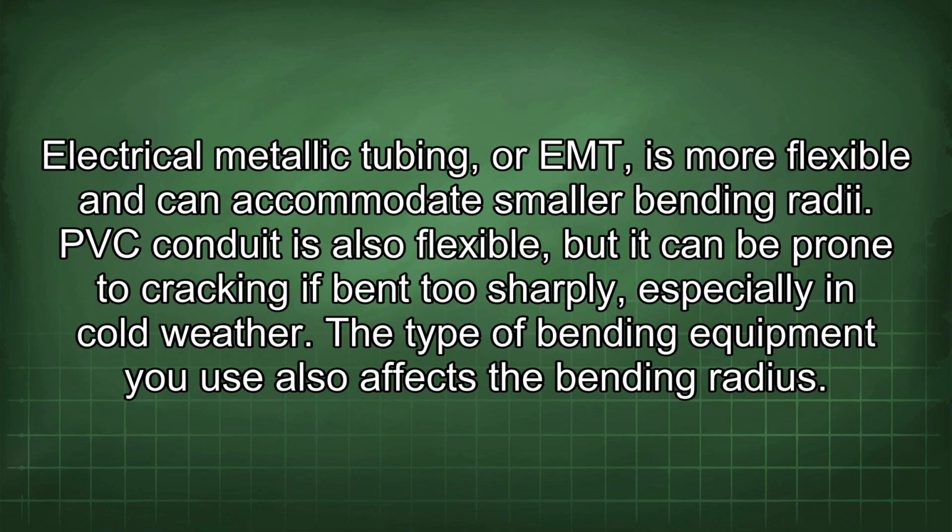Electrical metallic tubing, or EMT, is more flexible and can accommodate smaller bending radii. PVC conduit is also flexible, but it can be prone to cracking if bent too sharply, especially in cold weather. The type of bending equipment you use also affects the bending radius.